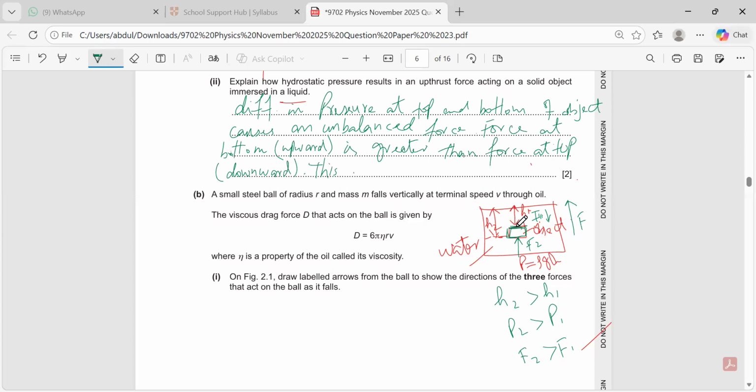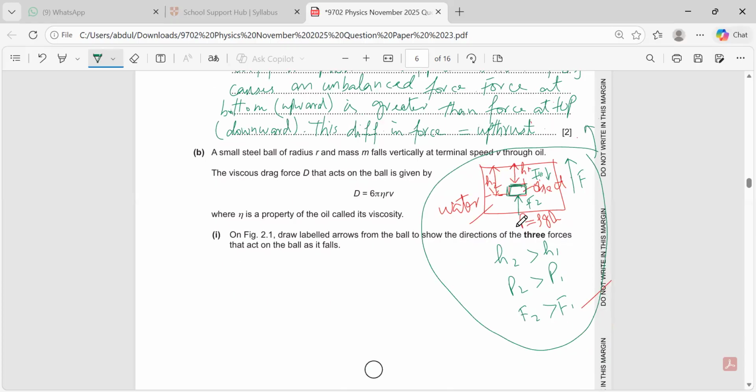This difference in force is equal to upthrust. That's what, my dear sons, we can write. And to understand this, this diagram and this explanation will be handy for you people.